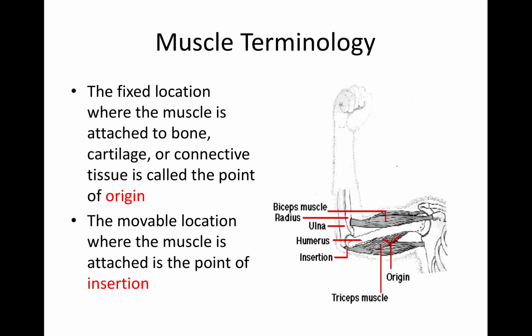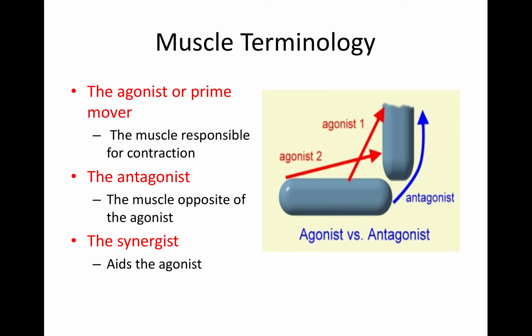And then we looked at muscle terminology. If we were going to learn about all the different muscles you have in your body, you'd have to become very familiar with this terminology. You need to know that an origin is where a muscle is attached to the bone. I like to think about the origin as, when you move your muscle, that's the bone that stays still. And then the movable location where your muscle is attached to bone is called the insertion.